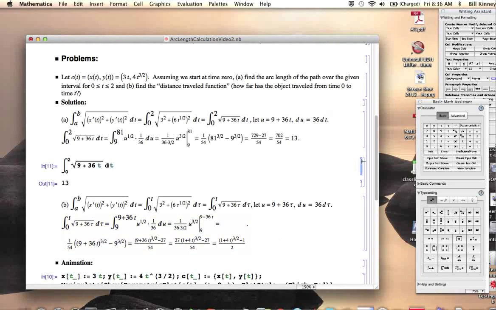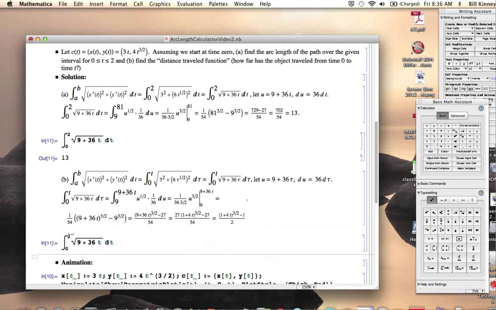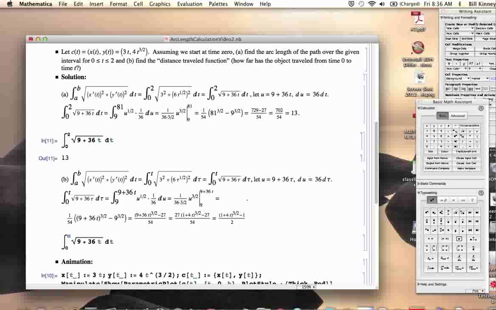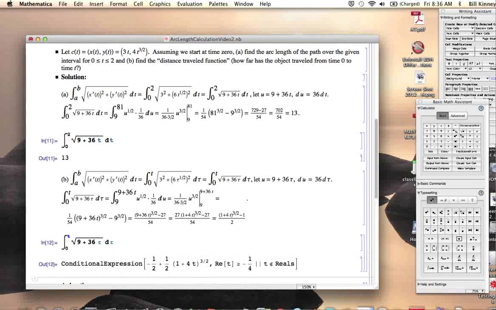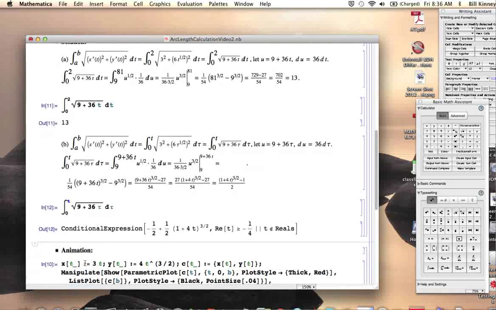Okay, let's check it. So this is again going to be t here, and I'll go ahead and make this a tau here. Okay, well, it's got this conditional expression here because Mathematica is wondering what I'm assuming about the value of tau. But you can see this is essentially the same formula here.